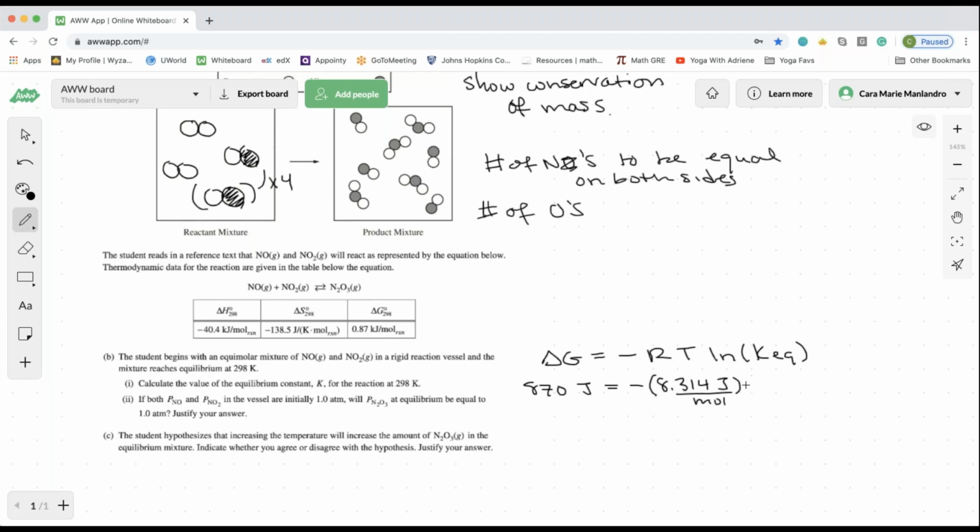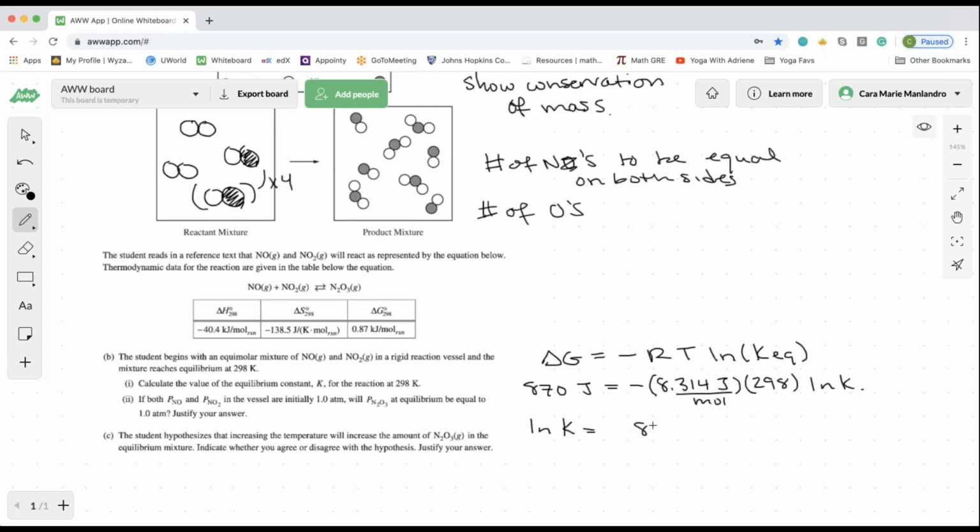And then T is going to be your temperature in Kelvin, so I just plug that in. And then ln of K. For this year's exam, you should be able to just leave it like that, but I'll go ahead and get a number. So K is going to be equal to, let me just solve for it.